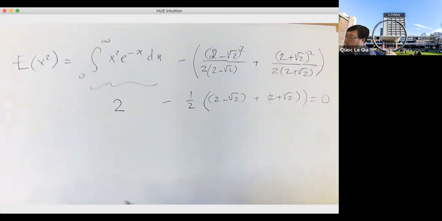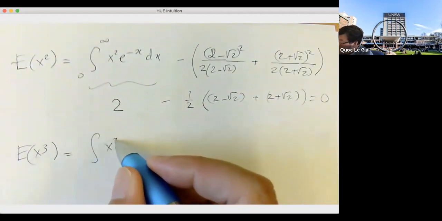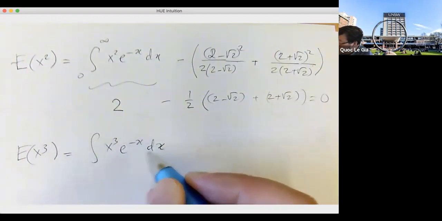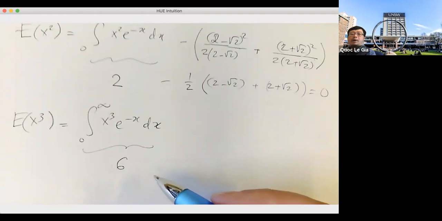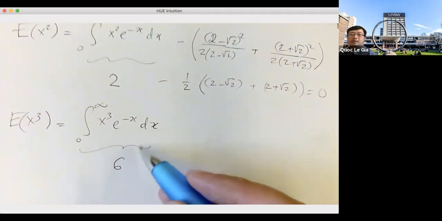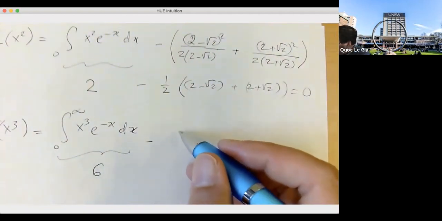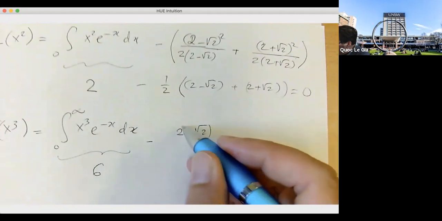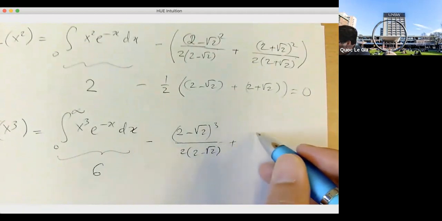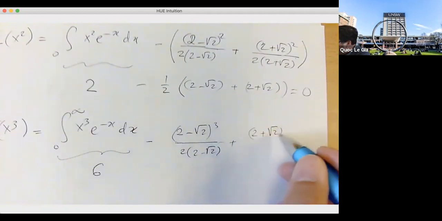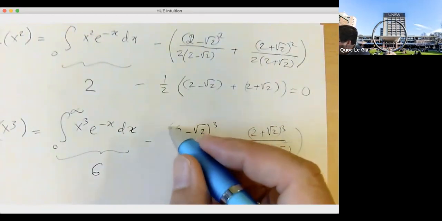Okay. And then E of x cubed. Okay, so remember this one is the integral of x cubed e to the minus x dx. And now you just write down this one has to be equal to 6. Remember the formula? So it's just 3 factorial, just equal 6. And then minus, okay, so you have to put in 2 minus root 2 cubed over 2 minus root 2, plus 2 plus root 2 cubed over 2.